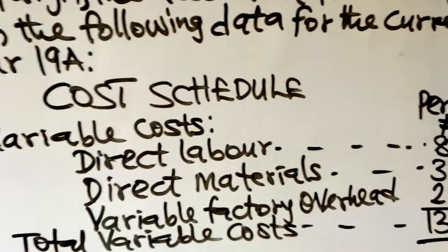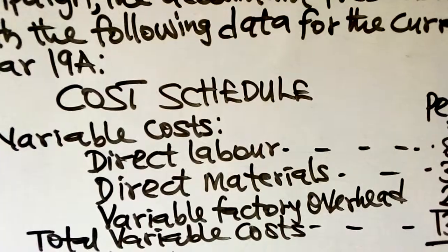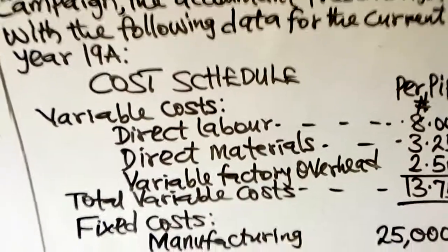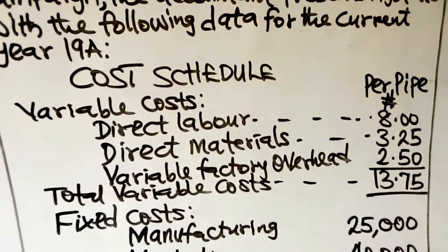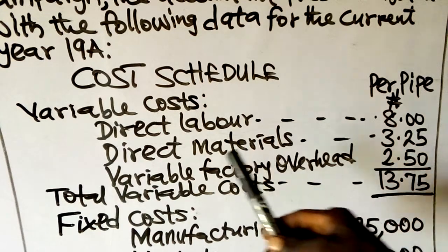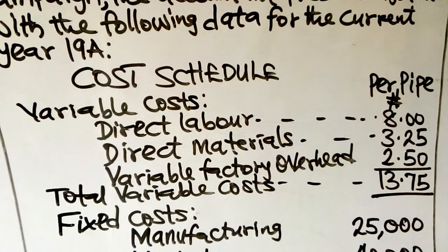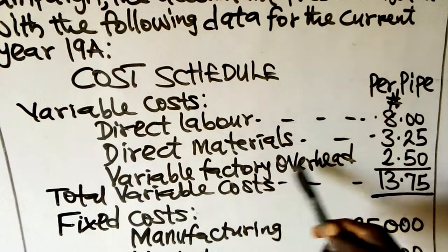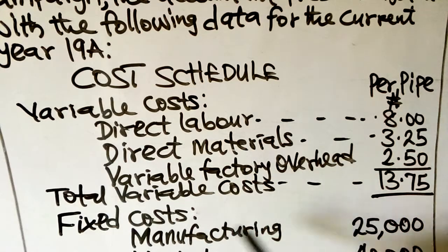You have the cost schedule. Cost schedule for Agba Limited is given. So you have the variable cost, which comprises direct labor of $8, direct materials of $3.25, variable factory overheads of $2.5. The total variable cost is $13.75. This is per pipe, for one pipe. So it's naira. The currency is in naira.